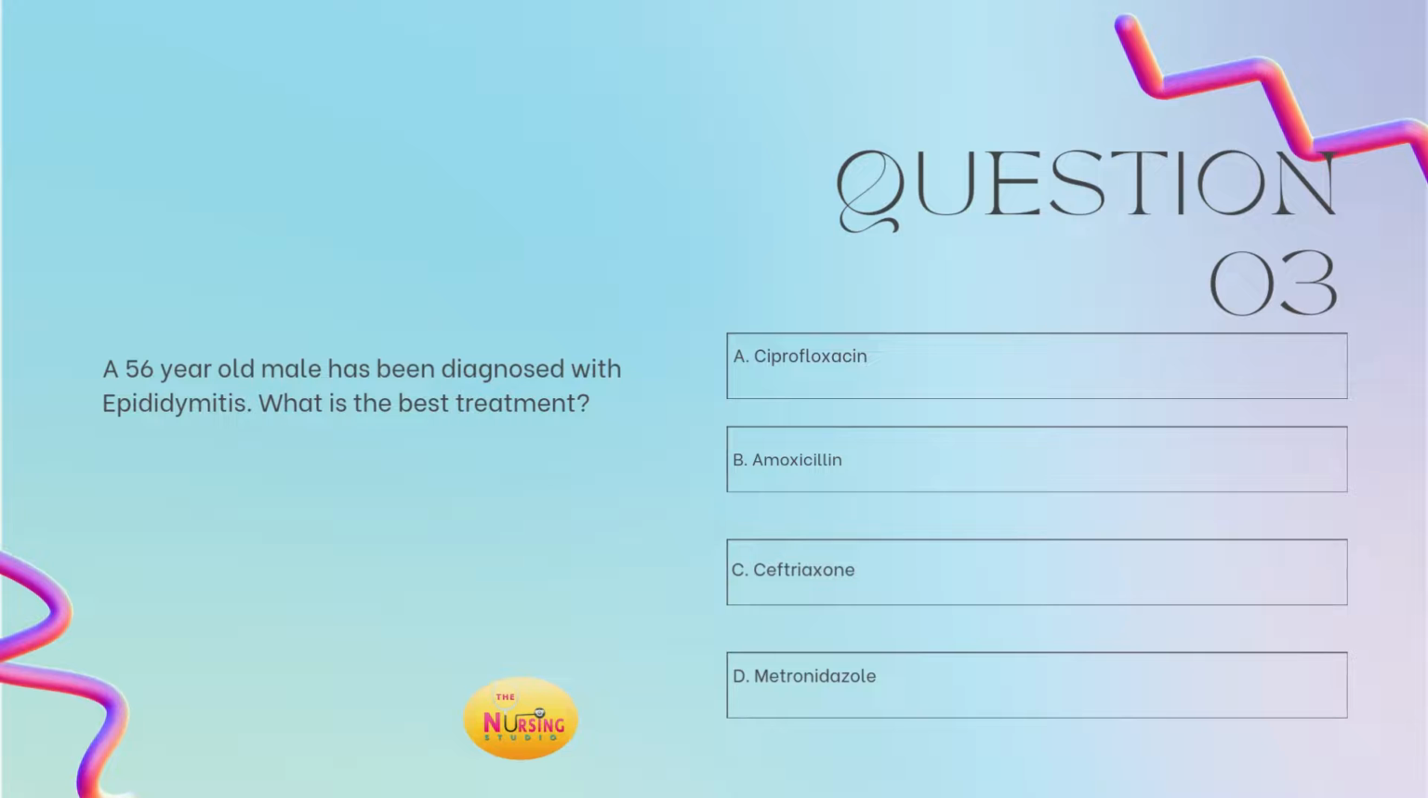All right, and lastly, question number 3. A 56-year-old male has been diagnosed with epididymitis. What is the best treatment? Is it A, Cipro? Is it B, amoxicillin? Is it C, ceftriaxone? Or is it D, metronidazole? Take a moment and tell me what you got, y'all.